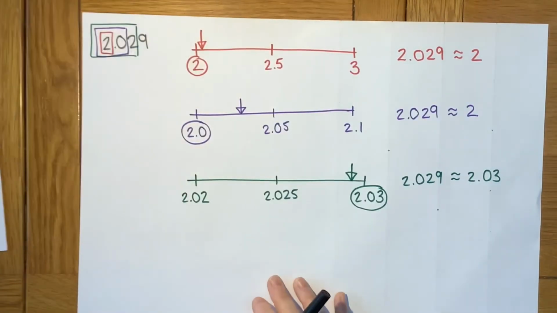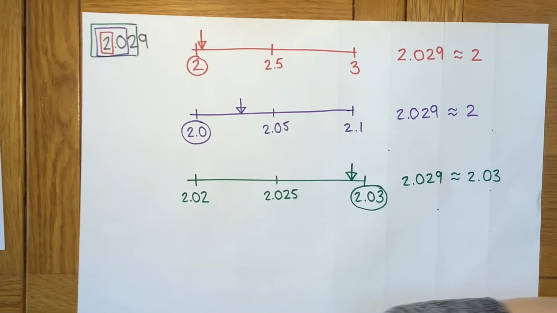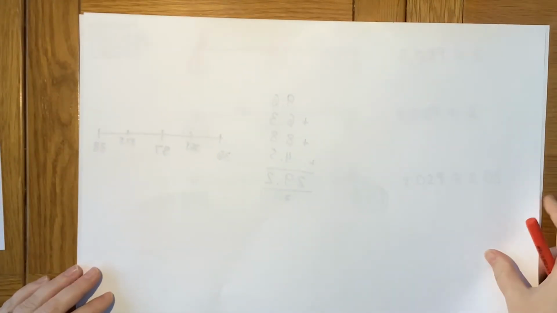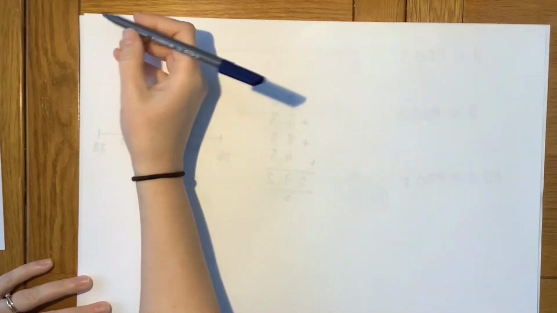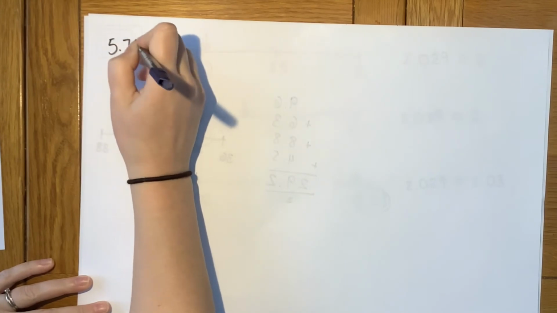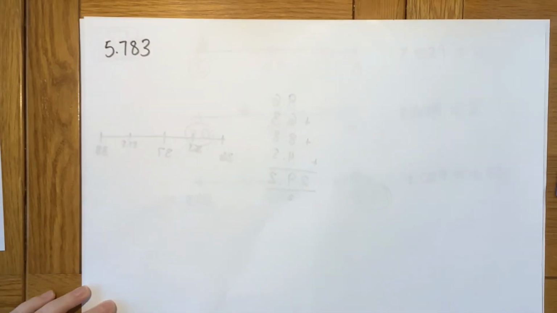Okay, 5.783. Just trying to find a piece of paper that I haven't completely covered. Let's use this one. Right, okay, 5.783. So let's write the number first. Okay, same thing. I'll use different colours to show you.